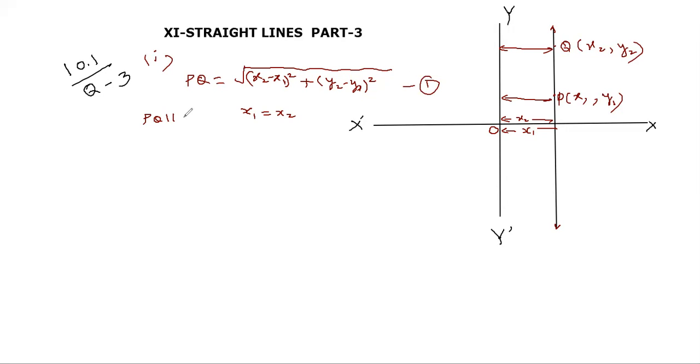When PQ is parallel to the y-axis, x1 is equal to x2, put that in the formula. Therefore, we get PQ, and these two cancel. You can put x1 equal to x2, so x2 minus x2 is 0. We get y2 minus y1 whole square under the root. When you take the root, the square will cancel. You get the distance y2 minus y1.